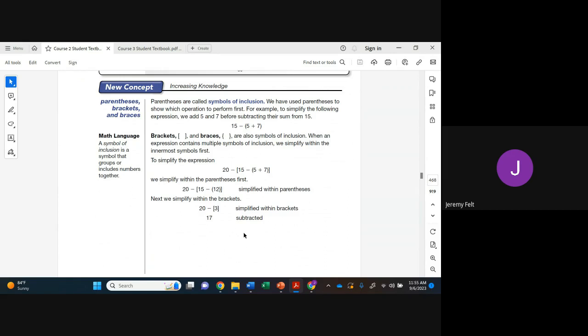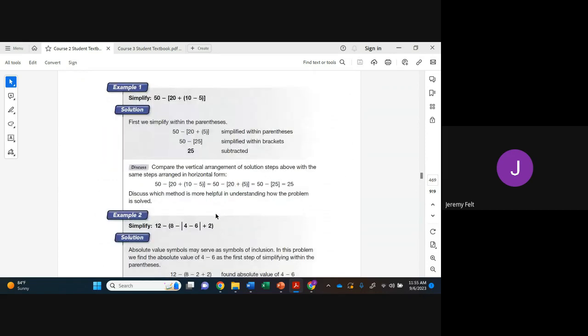And then within our grouping symbols, we still follow order of operations. So we have this example here. Well, we have brackets and parentheses. Which one do I do first? Well, the parentheses are inside the brackets, so do the innermost first. 12, 5 plus 7, 15 minus 12, and then 20 minus 3, we get 17. Okay.